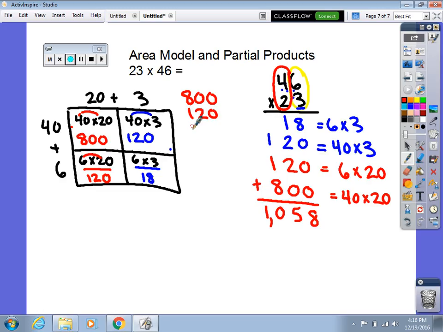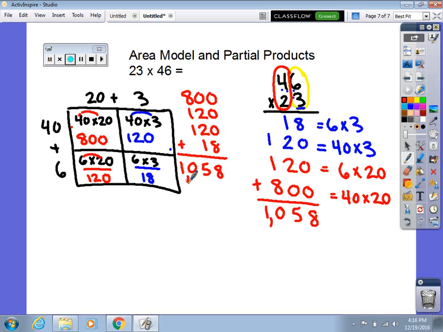So again, having 2 different ways to solve a problem is a great way to be able to check our work and make sure that we did our calculations correctly, and we can be confident in our answer. 4, 5, 8, 9, 10. Great, my answers match. So hopefully that helps you see the relationship between the area model and partial products.